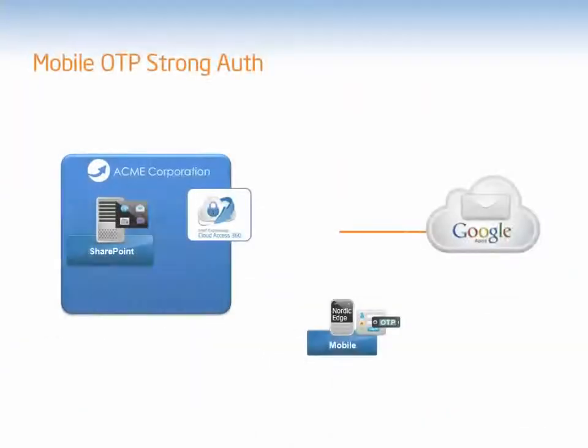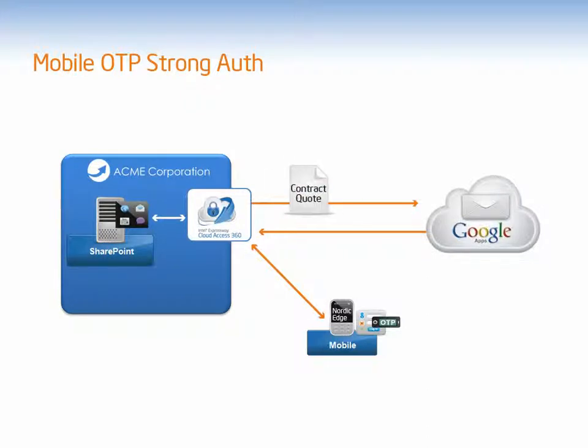In mobile one-time password strong authentication, a secure document is retrieved by a user while in Google Apps. Cloud Access 360 calls out to Nordic Edge one-time password server, which delivers a one-time password to the user's mobile phone, which is entered in the website, retrieving the secured document.